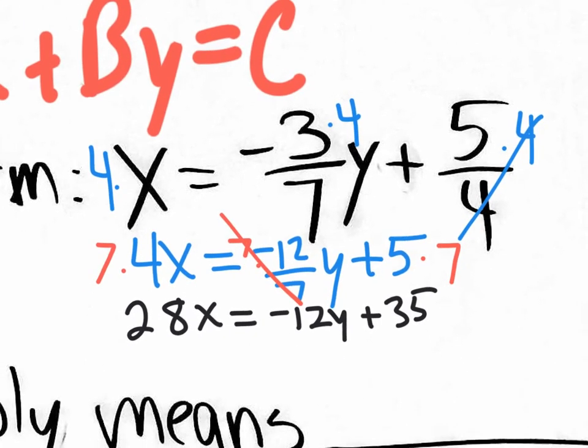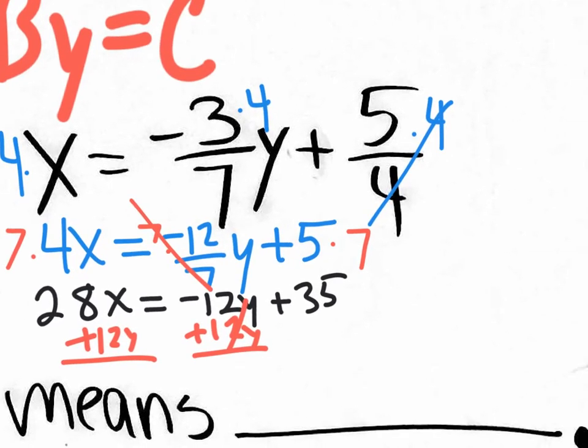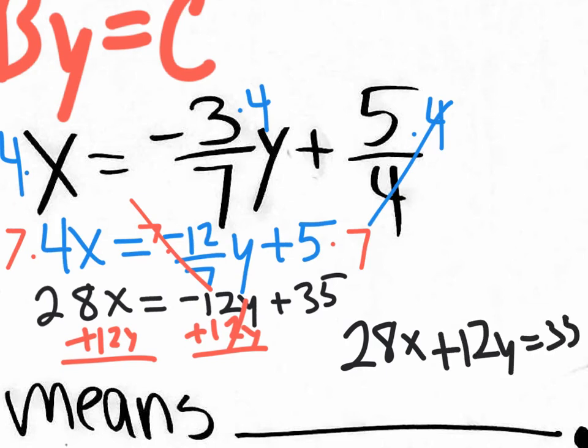All I have to do is get the x and the y on the same side. So I'm going to add 12y, cancels, add 12y, and I'll get my final answer, which is just rewriting it, 28x plus 12y equals 35. Let me rewrite that over here to the side. 28x plus 12y equals 35.